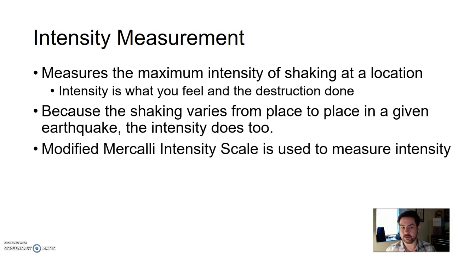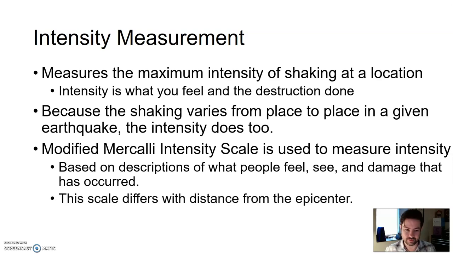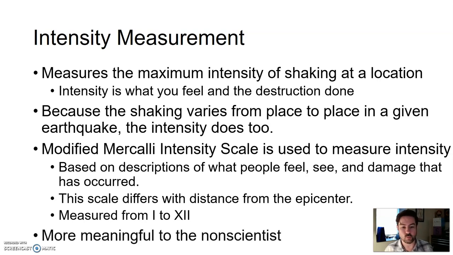So we use a scale called the Modified Mercalli Intensity Scale to measure intensity. And it's based on descriptions, again, of what people feel, what they see, and the damage that has occurred. And the scale, again, does differ. So with a Richter magnitude scale, we just say it's one number for the entire earthquake. With this, we can assign different values depending on different locations. And again, it's based on what people feel, what they see happening, the destruction done. And it's measured using Roman numerals from 1 to 12.